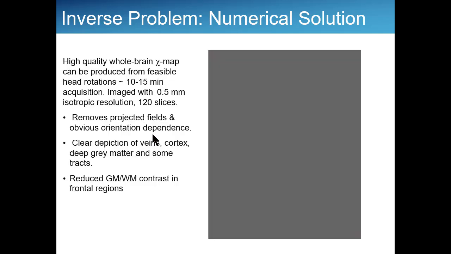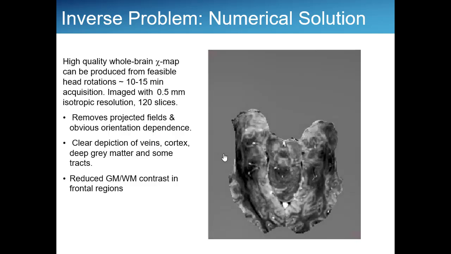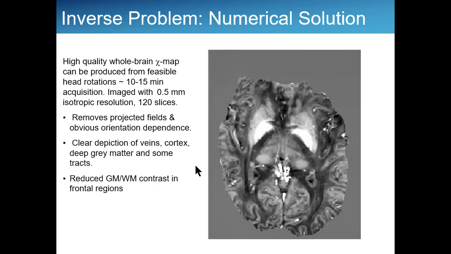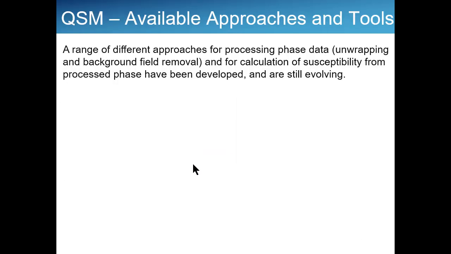measured at just one orientation. And you can then make nice maps of the whole brain in particular, which tell you about the susceptibility distribution. So there are a whole host of approaches available for calculation of the susceptibility from the measured magnetic field or measured phase initially. But I think it's fair to say that the field is still evolving and we haven't settled on a single standard approach yet.